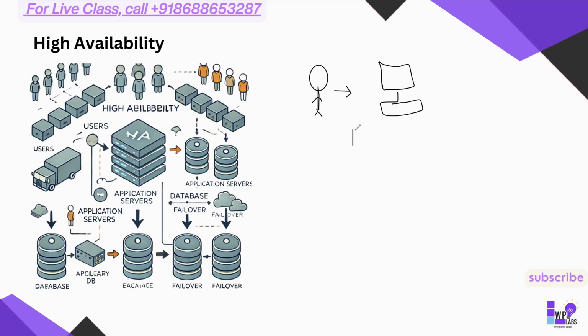Then there is another component in our high availability. We call it the load balancer. I'll write this name over here so that you can understand. Basically, the load balancer is a key component in high availability. It makes sure that traffic is distributed evenly among all the servers. So we have our load balancer over here.